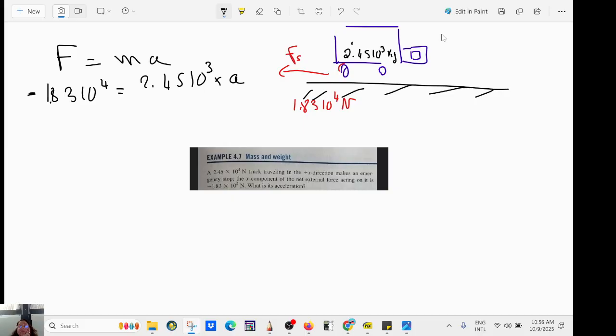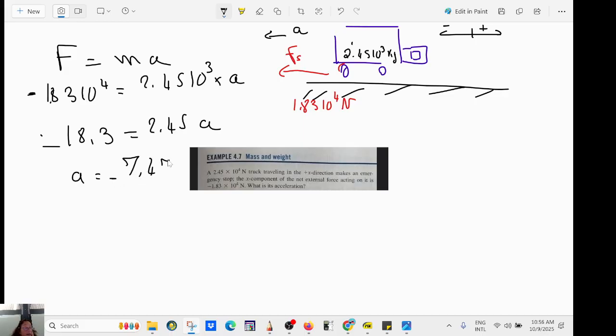So in that case, it depends which one is plus, which one is minus. For this one, when it's easy like this, I can take this way to be negative, but it's up to you. You can take it also to be positive. So the acceleration will be in this direction because the largest force is also in this direction. So it will be minus 118.3 equals 2.45 times acceleration. So the acceleration will be minus, okay, that's easy.